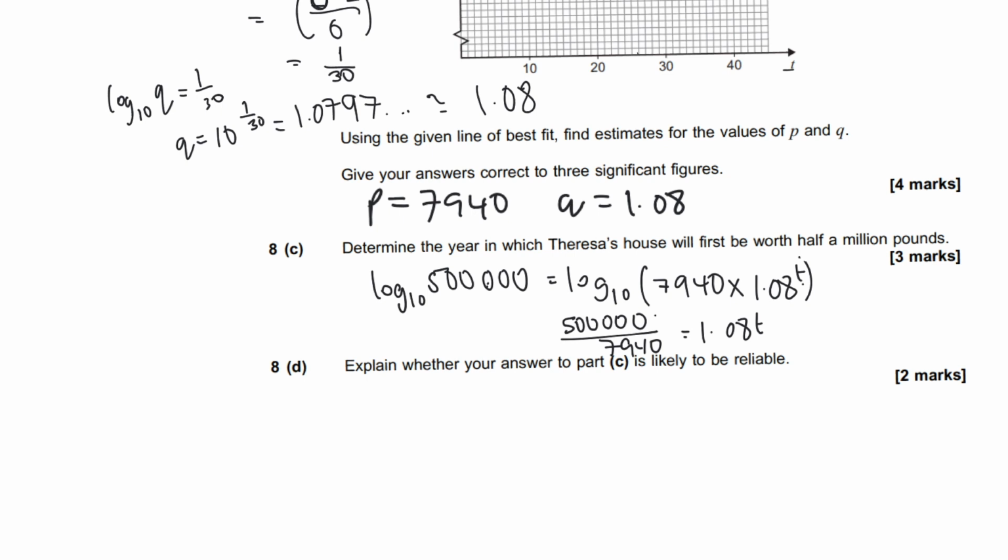So now if we rearrange this, we put that to the power of T so it's clear, that will be log base 1.08 of 500,000 divided by the 7,940 is equal to T. So then now if you put that into your calculator, you should end up with an answer of T being equal to 53.82.